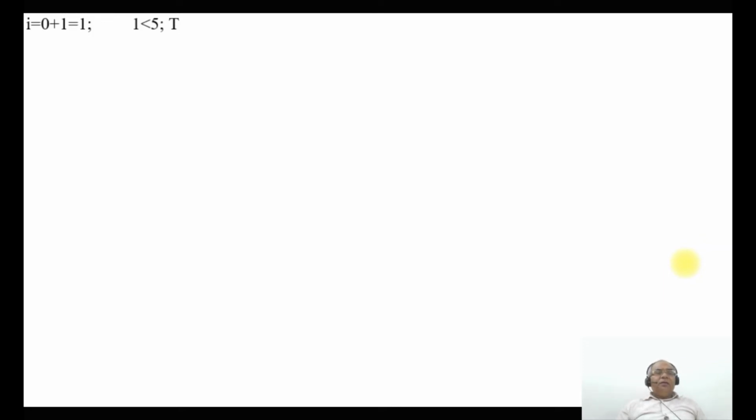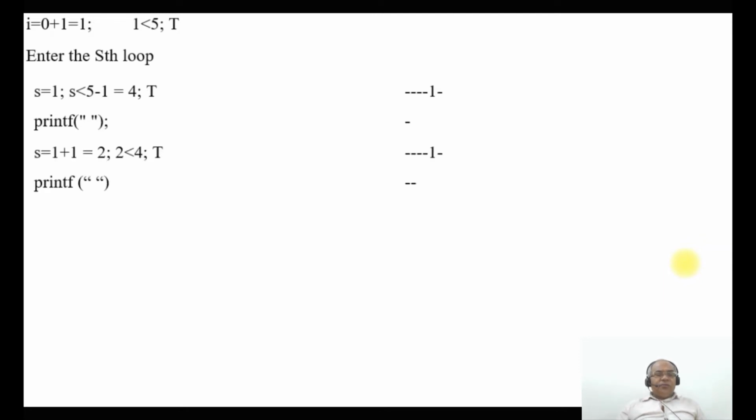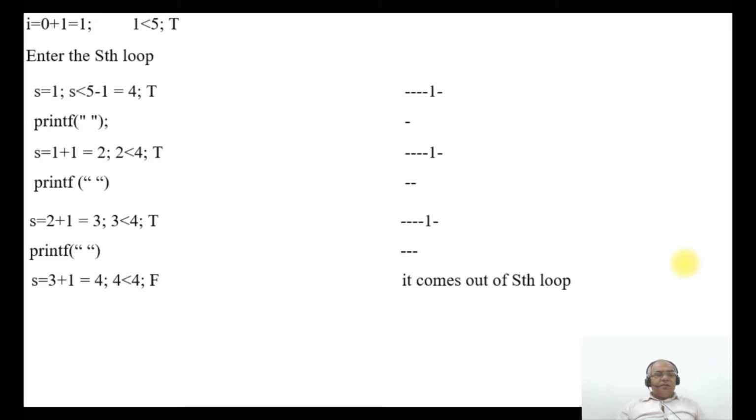So I becomes 1, 1 is less than 5, condition is true, enter the S loop. So when the value of I becomes 1, S is less than n minus I, so S is less than 4. How many spaces are you going to get in this case? In this case you are going to get 3. So first one space, then 2 is less than 4, condition is true, so 2 spaces, and 3 is less than 4, condition is true, 3 spaces. And then is 4 less than 4? The condition is false, so it comes out of the S loop.